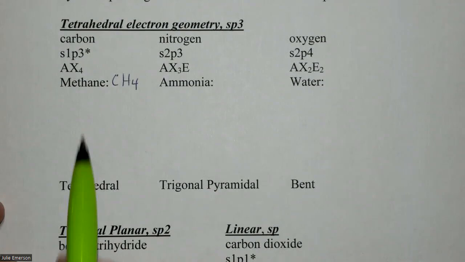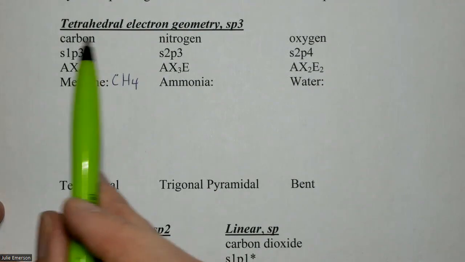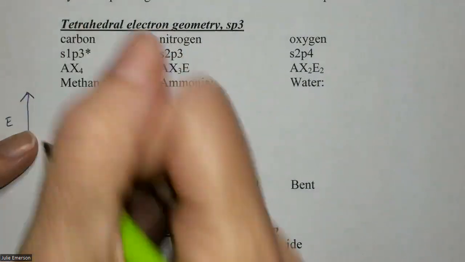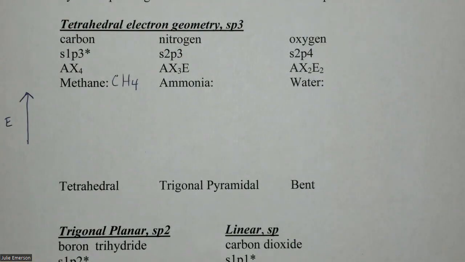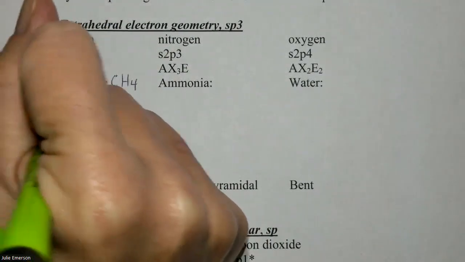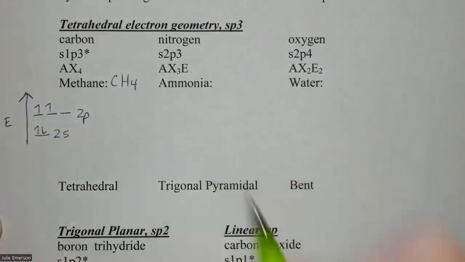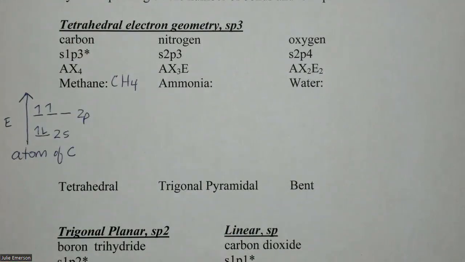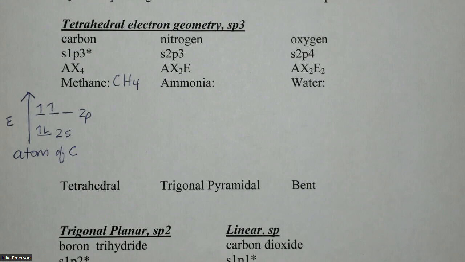Now, instead of drawing the shape, what I want to draw is how this orbital hybridization happens. When I look at an energy diagram, we're just looking at valence electrons, because that's where all the bonding takes place. Carbon has a 2s2 and it has a 2p2. That is the atom of carbon. The valence electrons would be 2s2, 2p2, the outermost electrons.